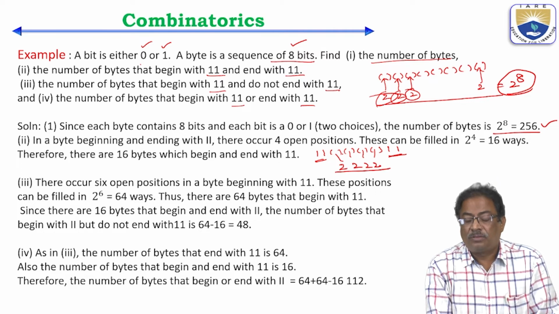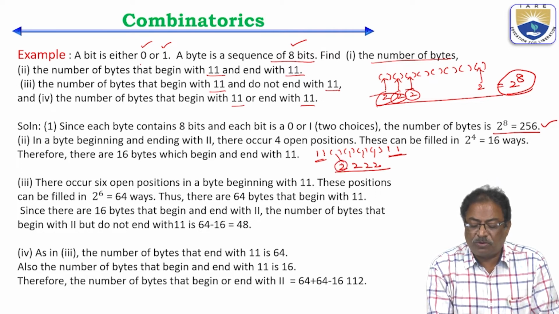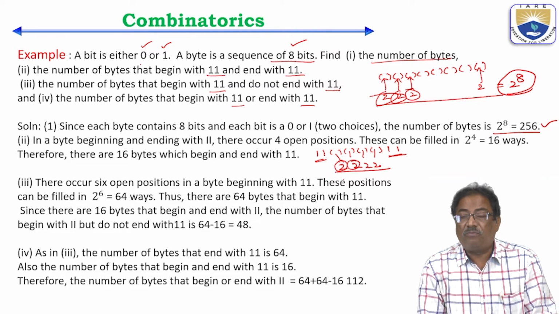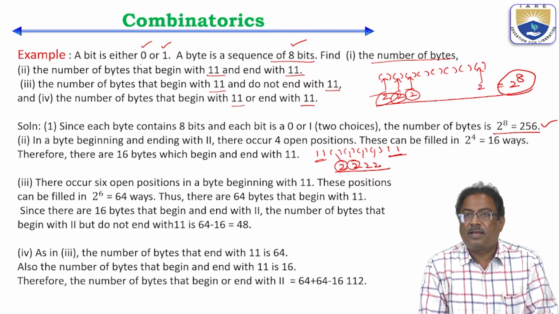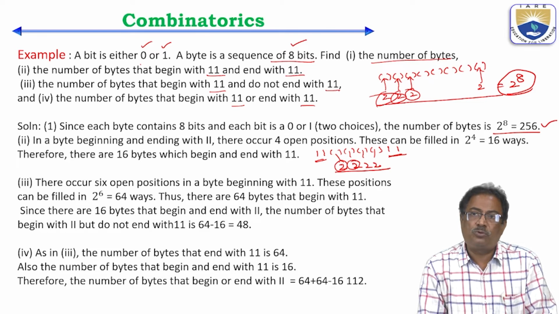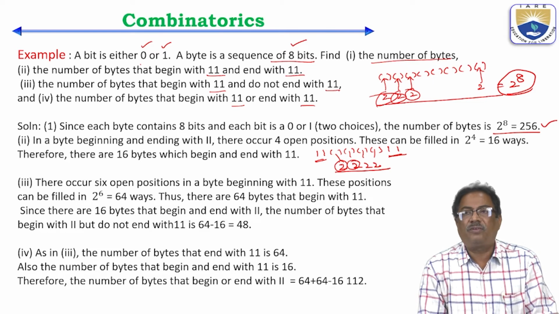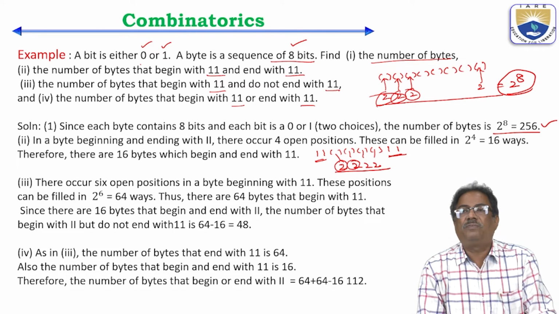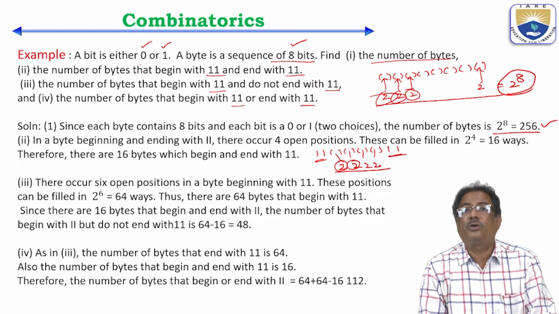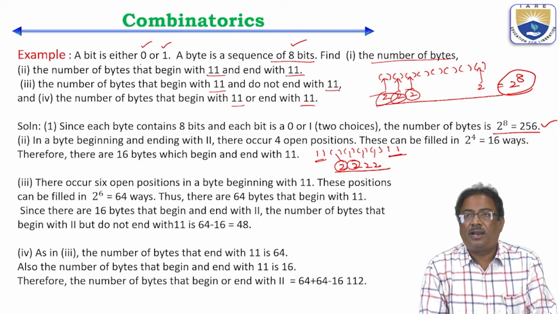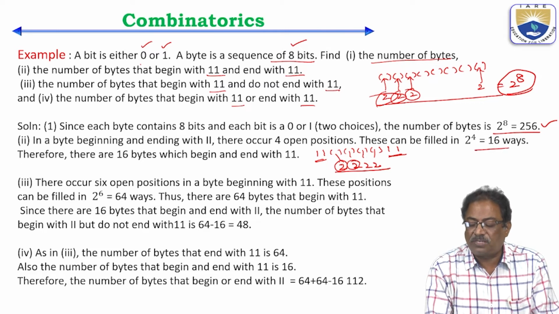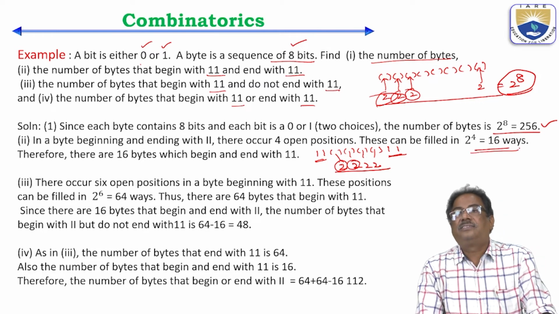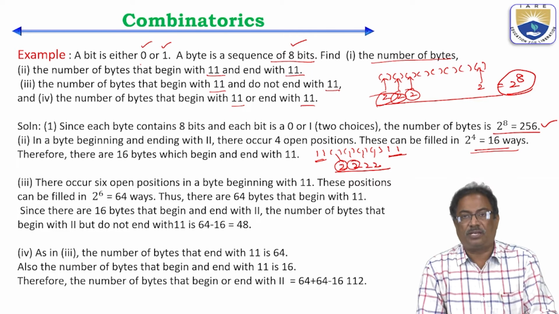It is nothing but 2 for each and every gap. So the third bit I can fill in 2 possible ways. The fourth bit I can fill in 2 possible ways. The fifth bit I can fill in 2 possible ways. And the sixth bit I can fill in 2 possible ways. Each possible way gives 1 byte beginning with 11 and ending with 11. So I am going to get 16 ways.